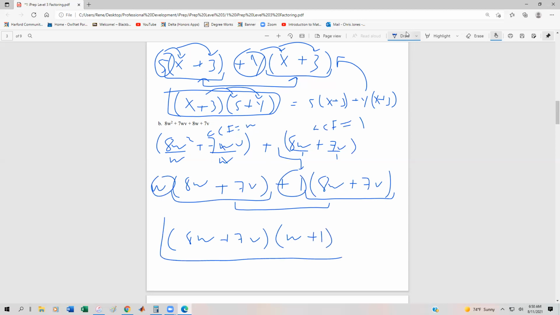And of course, if you don't trust your answer, you can go ahead and distribute the 8w plus 7v to both w and 1, and then distribute the w and 1 to both the terms, and you should get a 4-term polynomial that would represent the original problem back here.